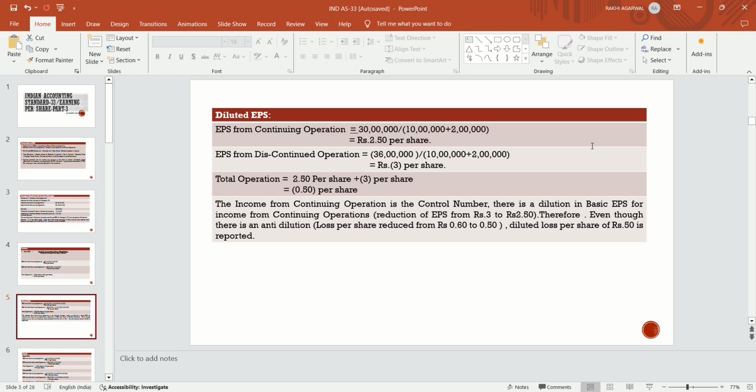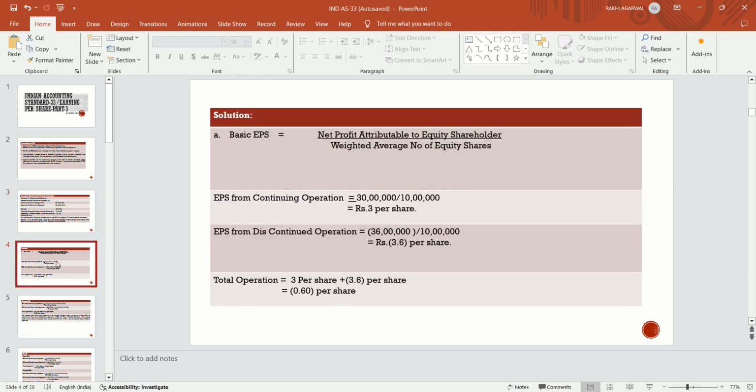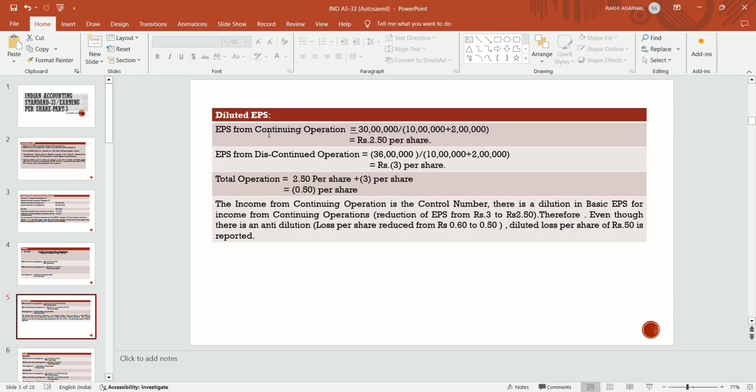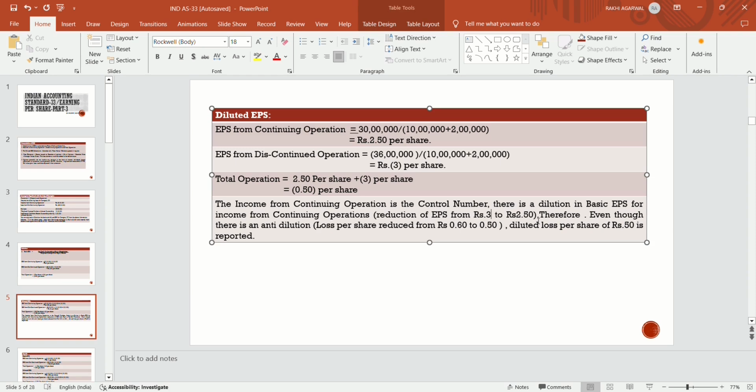Income from continuing operation is the control number. Here the control number matters, because for continuing operation we calculated the basic EPS as rupees 3 per share, and the diluted EPS from continuing operation as 2.50. There is a dilution, a reduction of EPS from rupees 3 to 2.50. So there is a dilution.